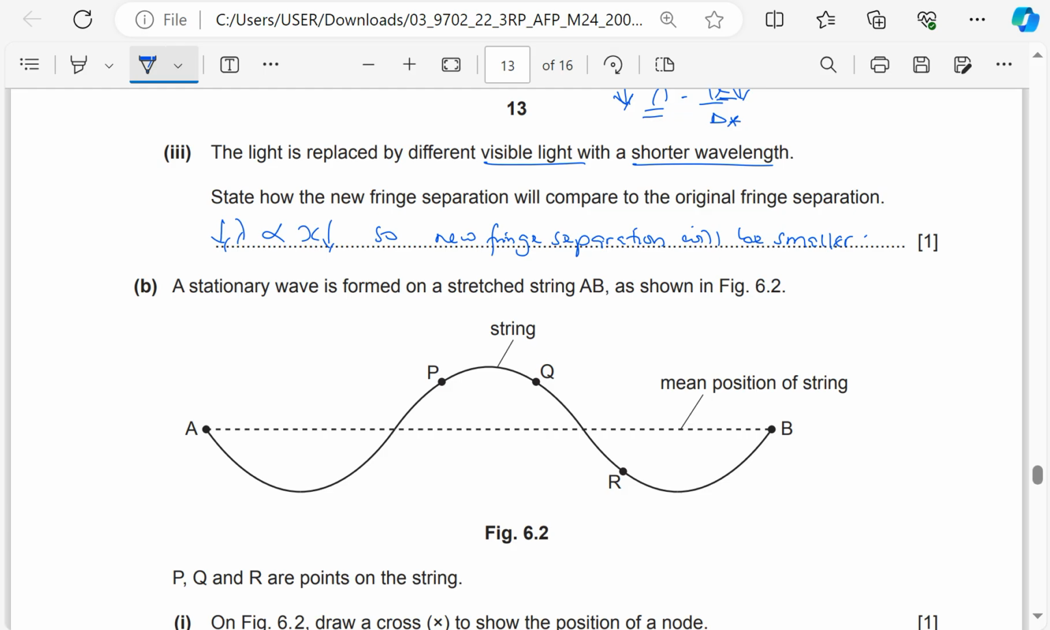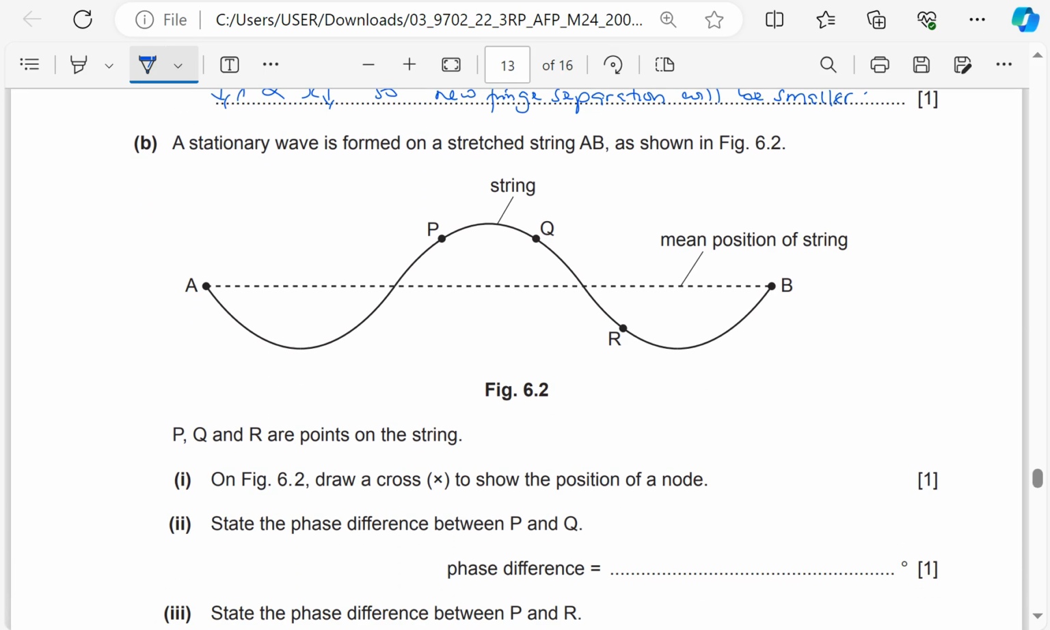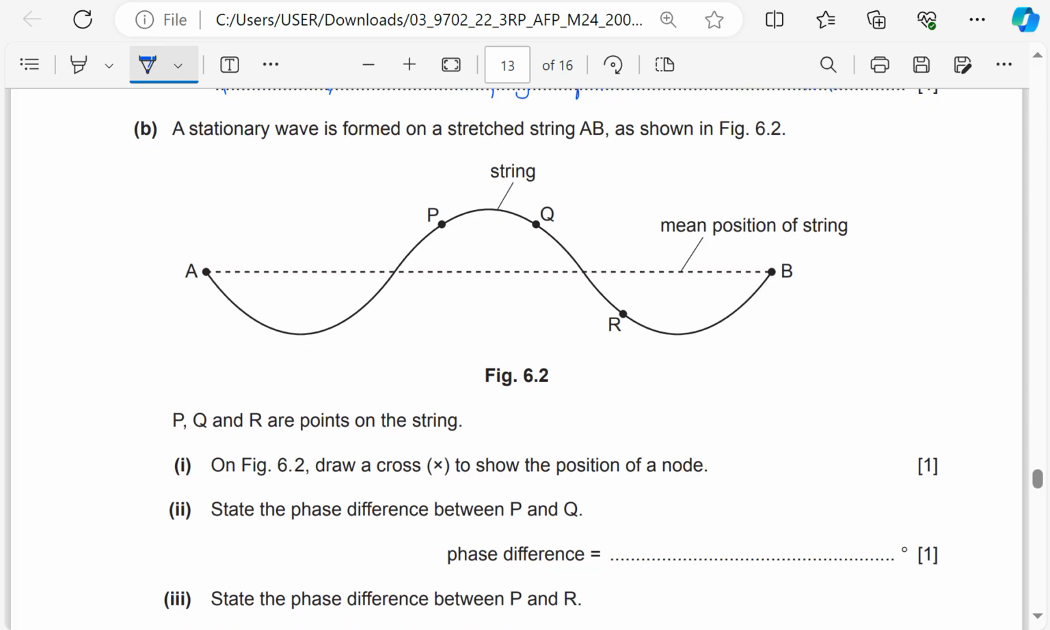A stationary wave is formed on a stretched string AB as shown in the figure. P, Q, and R are points on the string. On the figure, draw a cross to show the position of a node. Because this is a stationary wave, I could complete this by drawing loops to fill it up. So it means the node is going to be here, or this point here, or this point here.